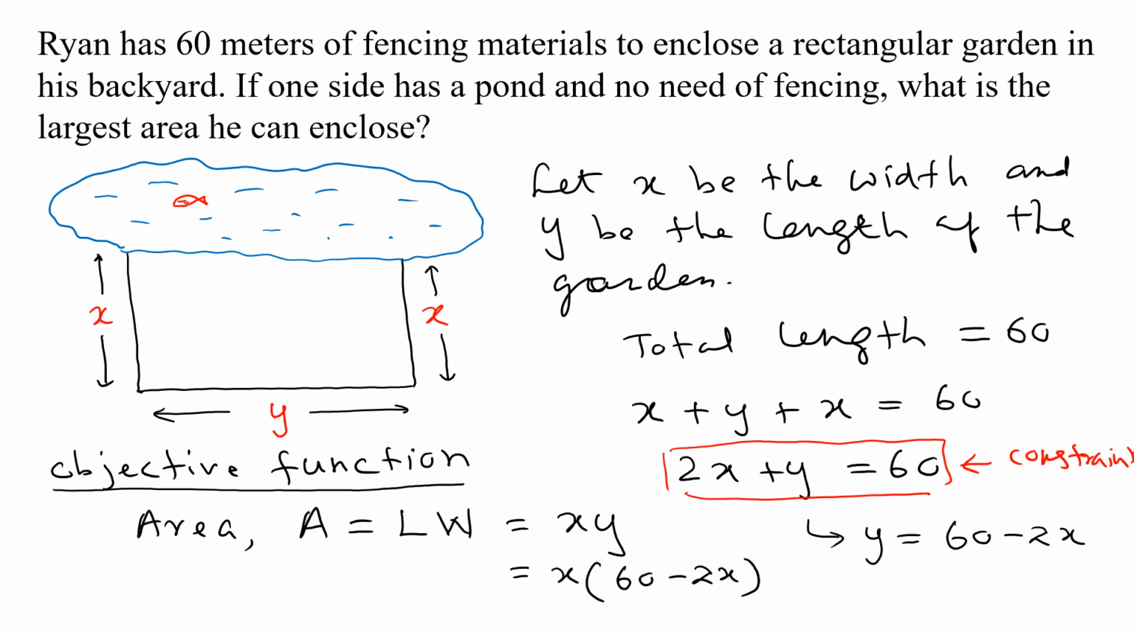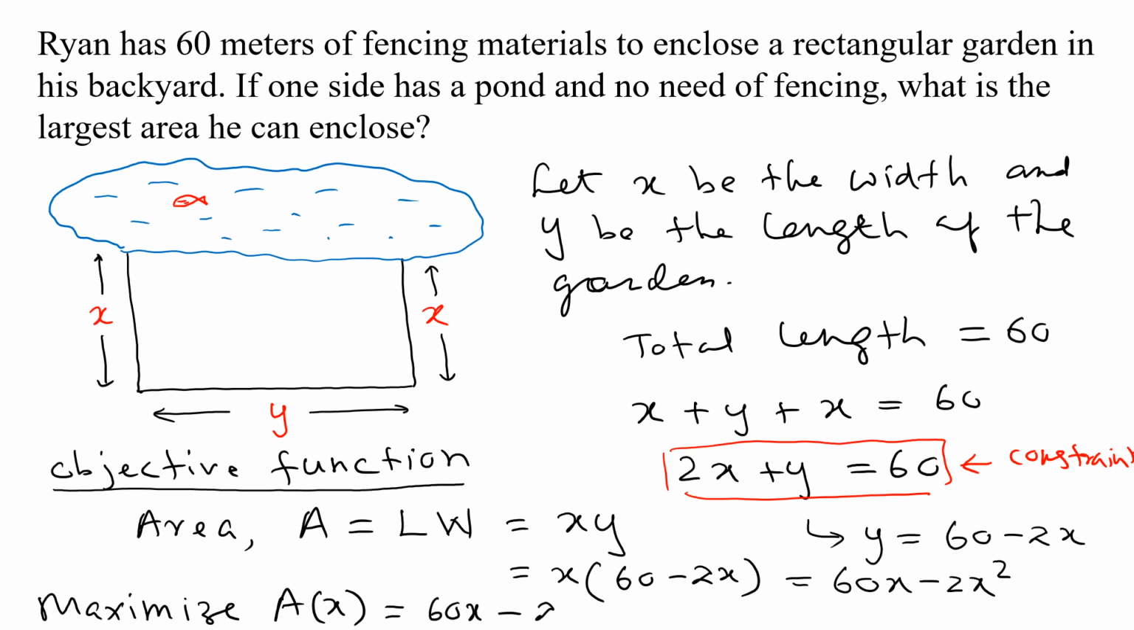So now what we do, we can actually simplify this one. So you can write this one as, if you distribute, you get 60x minus 2x squared. That's what you get. Now we can write the actual problem. So what's the actual problem? Actual problem will be maximize. You can see maximize A, here A is a function of x, so say A(x) equals 60x minus 2x squared on what interval?